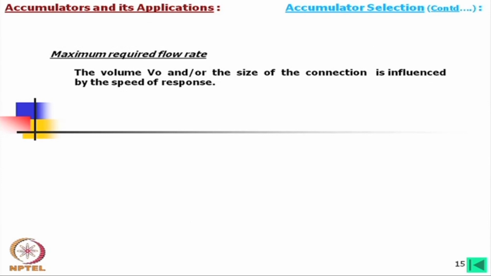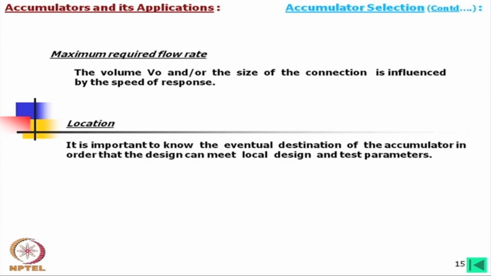Now, maximum required flow rate is another factor. The volume V0 and/or the size of the connection is influenced by the speed of response. Location: it is important to know the eventual destination of the accumulator in order that the design can meet local design and test parameters.